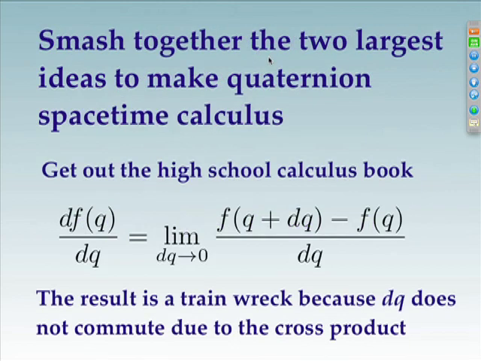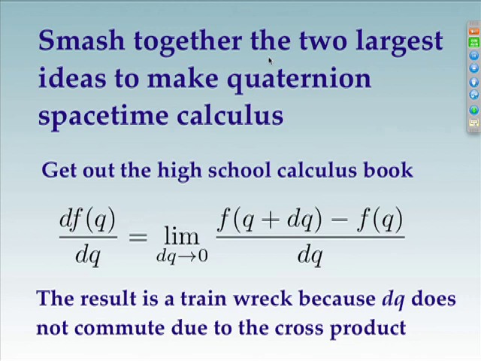All right, so I'm going to try and smash the 2 biggest ideas together to make quaternion space-time calculus. And I take this right out of my calculus book from the day, and it just doesn't work. It doesn't work because quaternions do not commute. So should I write that dq on the left, or should I write it on the right?